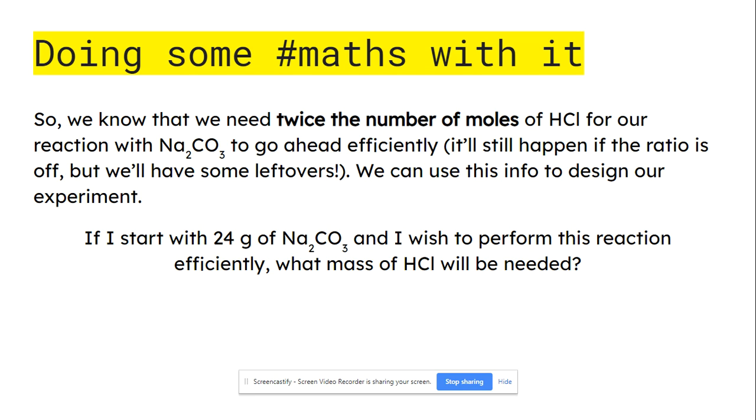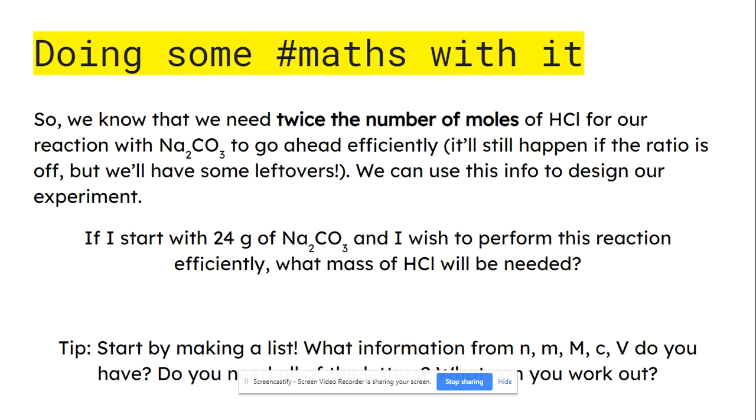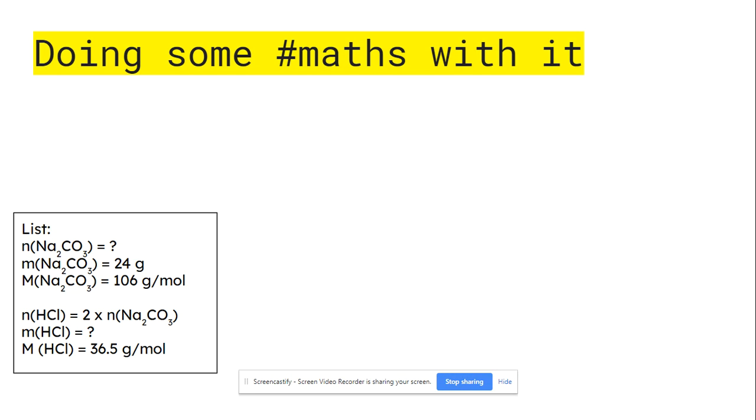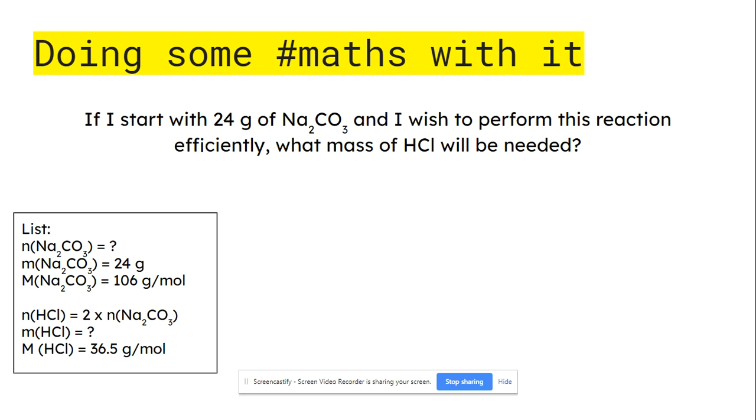So we need to make a list. We need to work out what information we have and what information we need. So I've made my list. My number of moles of sodium carbonate is something I need to work out. I know my mass of sodium carbonate because it's given to me in the question, 24 grams. And I know my molar mass of sodium carbonate because I can always look it up on my periodic table.